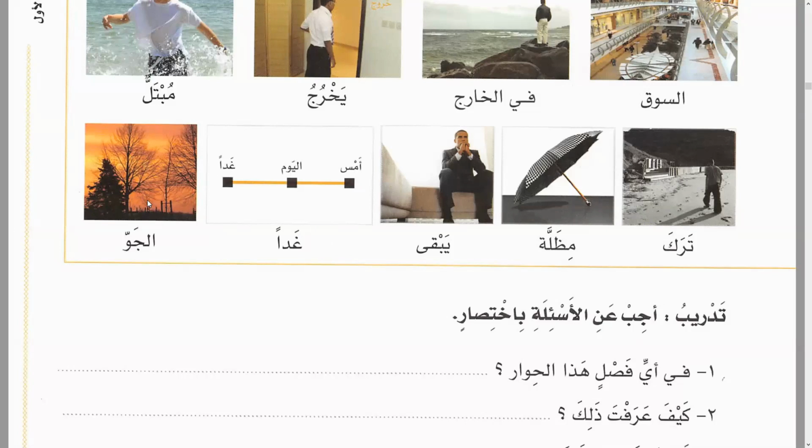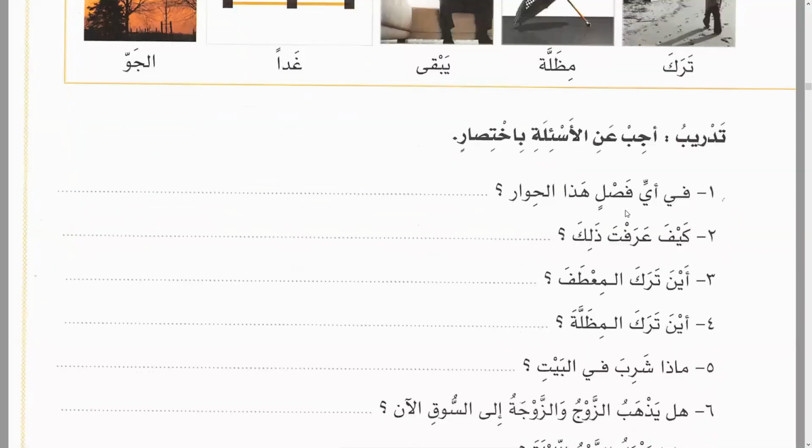Al-jawu, the weather. We have some questions here. في أي فصل هذا الحوار؟ In which season is this? Right? In which season is this? هذا الحوار في فصل الخريف. This is in the season of autumn. كيف عرفت ذلك؟ How did you know that?